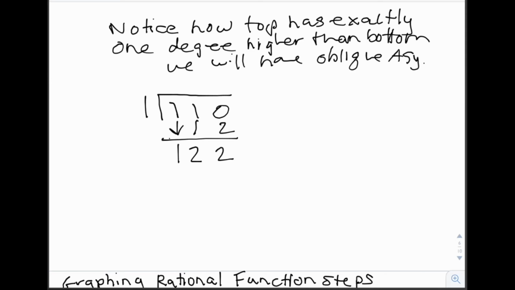Now it said go ahead and set the resulting quotient equal to y. So we'll have y is equal to, and we want to take 1 degree less than our original. So we'll start with x plus 2, and then finally plus, and then our remainder was 2, divided by x minus 1.